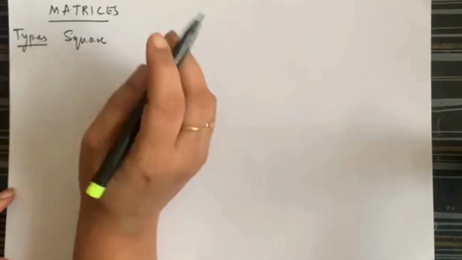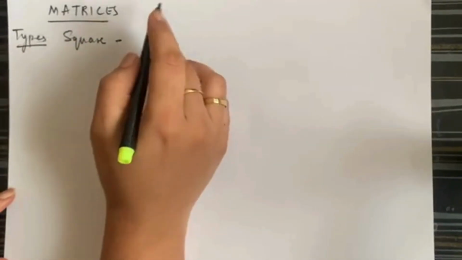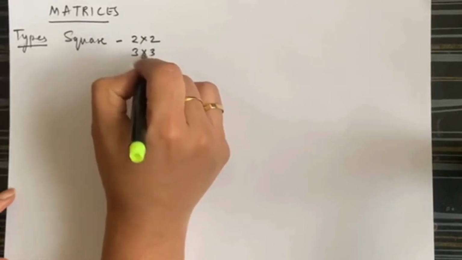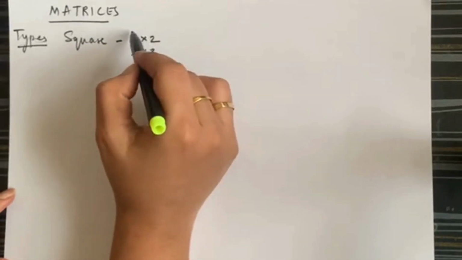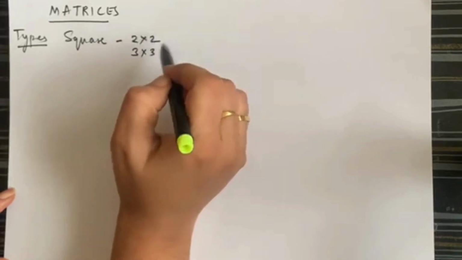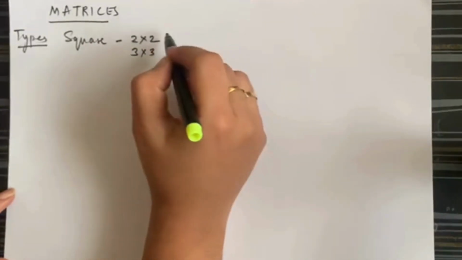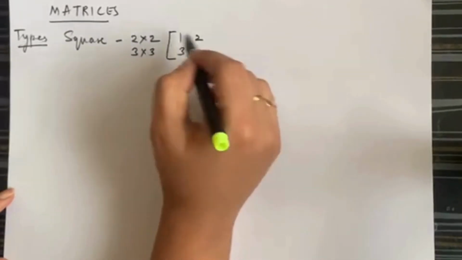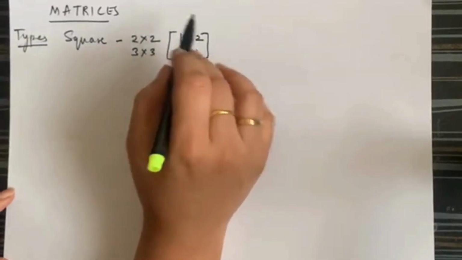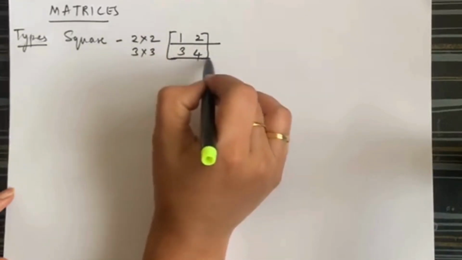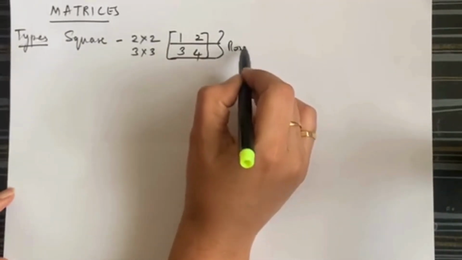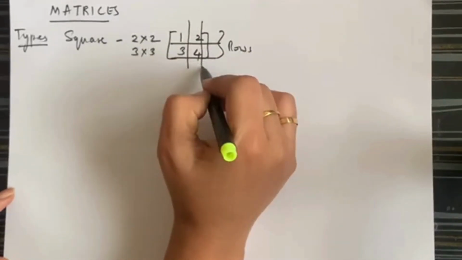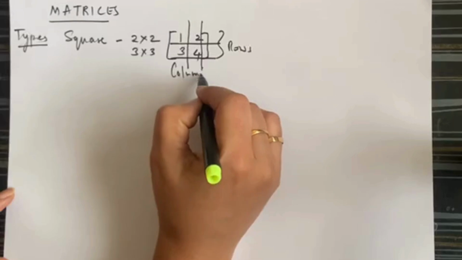First is square matrix. Square matrix is nothing but where the rows as well as the columns should be same. That means if you have 2 rows, the columns also needs to be 2. 3 rows, the column needs to be 3. Example, 1, 2, 3, 4. If you have these as in a matrix, so you have 2 rows here. The horizontal represents the rows and the vertical elements represents the columns.